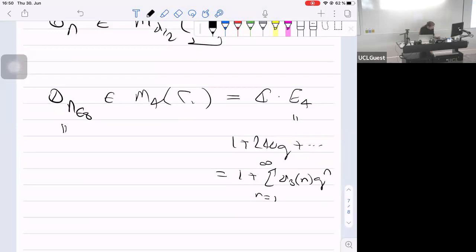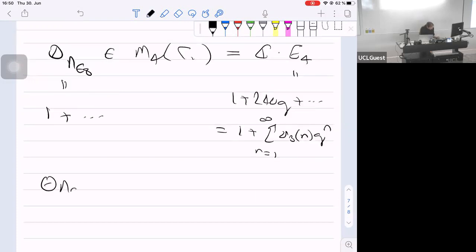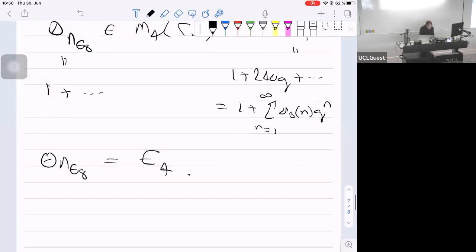And on this side, we know that there's obviously one vector of length 0, so it's going to start 1 plus something. And so the rational multiple of the Eisenstein series on this side, which is equal to this, has to be 1. So we just have that the theta function of the E8 lattice is exactly E4.